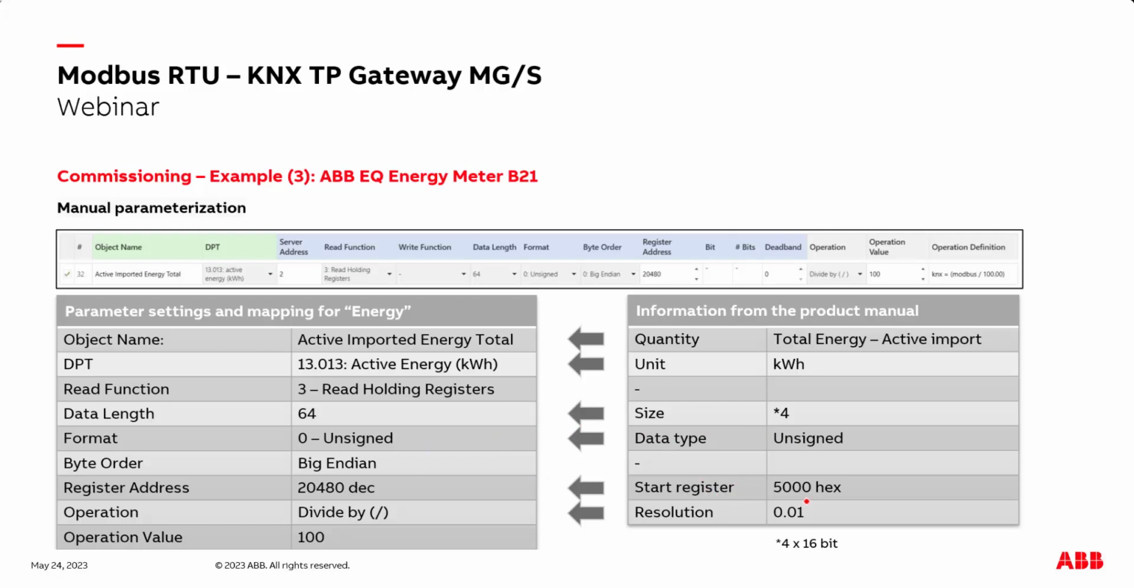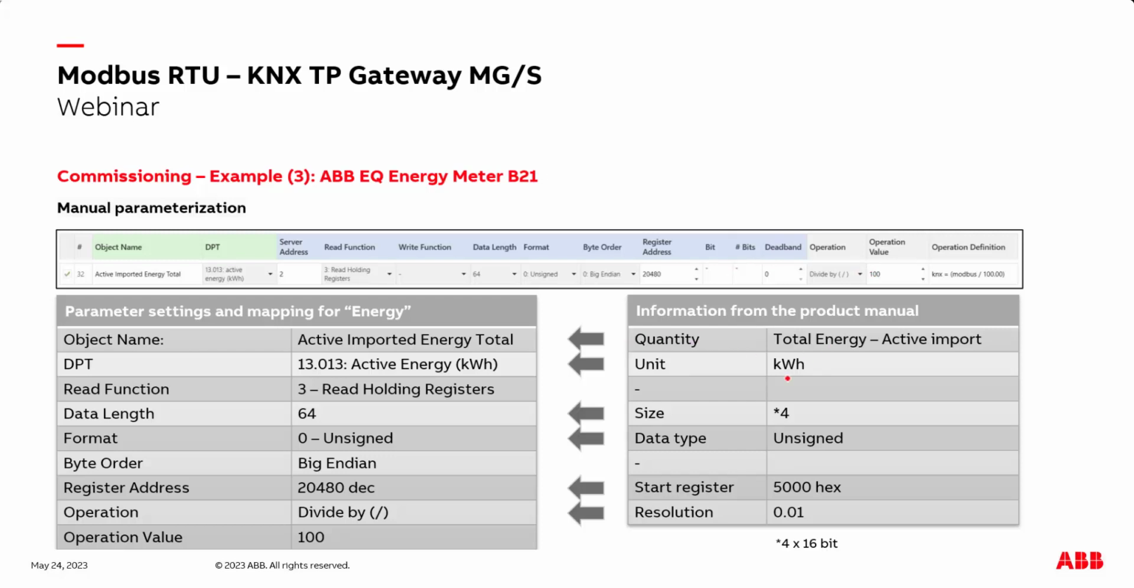And now we have to convert our register address from hex into decimal. So we can use the Windows calculator which is installed on your PC. And the resolution here comes with 0.01. So then we have to divide it by the inverse resolution or multiply it with the standard resolution. These are the parameters you have to enter here: the register address, the byte order, the length, the function code, read holding register, and at the end here the operation divided by 100. So this is what you have to do manually per data point.